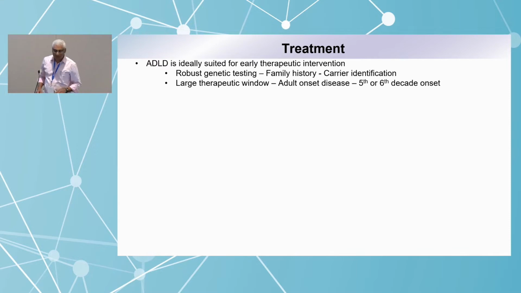So let's talk about treatment. I think the one advantage with ADLD is that it's really ideally suited for early therapeutic intervention. And the reason for that is if you have ADLD, it's very, very likely, at least in all the years I've worked with this disease, I've never come across a de novo case. There's always been some family history. So if you have ADLD, there's a very strong chance that one of your parents has had the disease. And because there's robust genetic testing, you can get tested very early. So you have a huge therapeutic window of nearly 30 or 40 years within which you can start therapy. So I think that's really, really important.